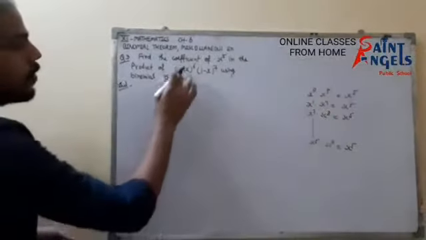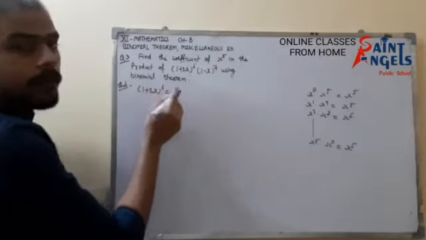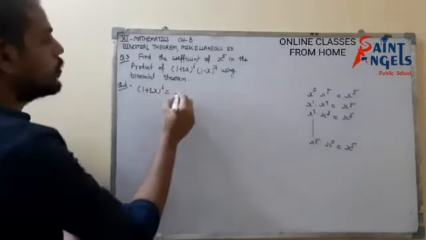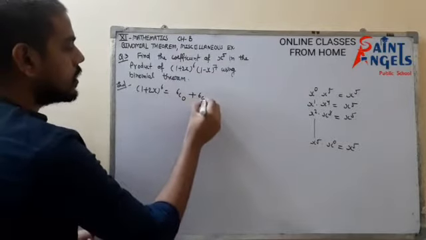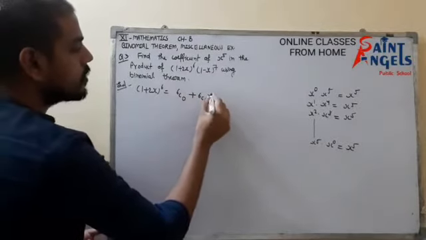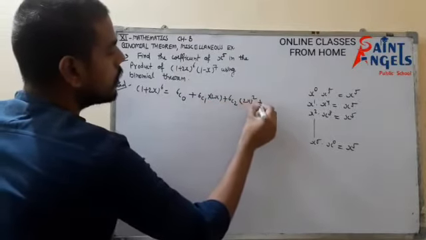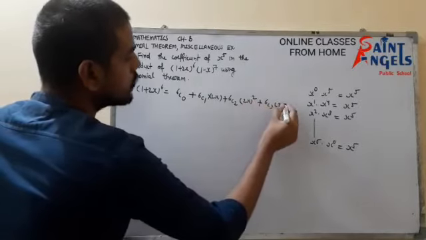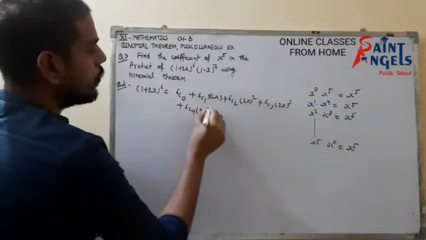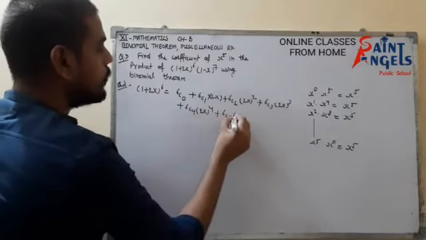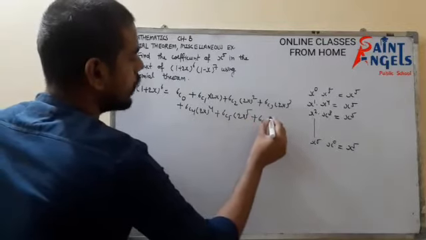So first of all, I am solving (1 + 2x)^6. Now expand this binomial expansion. It would be 6C0 1 plus 6C1 into 2x plus 6C2 (2x) whole square plus 6C3 (2x) whole cube plus 6C4 (2x) to the power 4, 6C5 (2x) to the power 5 plus 6C6 (2x) to the power 6.